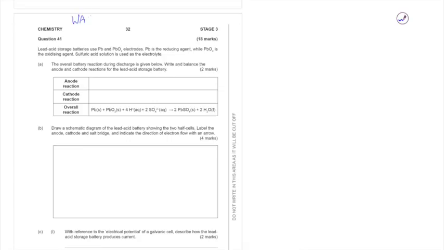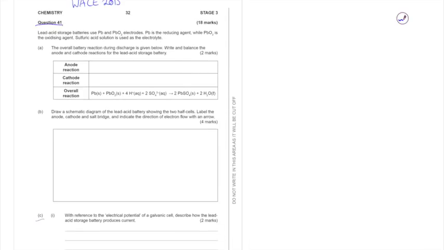This is from the Waite 2013 paper. I want you to download it and have a crack at question 41, only up to the end of part C, and then I'll see you back here once you're done. So pause the video and have a go.